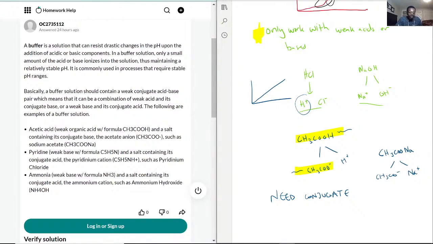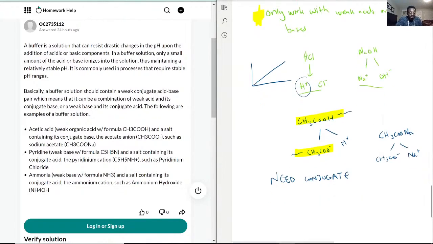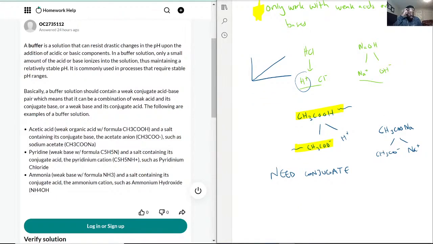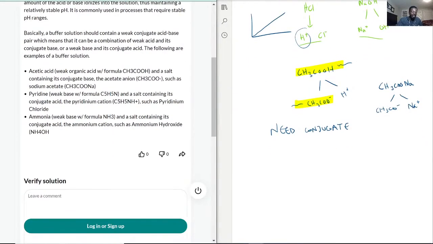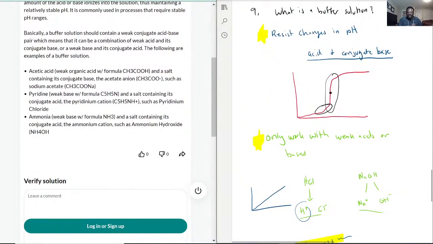Ammonia is another example. It's a weak base, and then you can add, interesting, ammonium hydroxide. I would probably go with NH4Cl maybe, but that would just be me. But point being, just make sure that you have the acid and its conjugate base, or vice versa, to form a buffer solution. It cannot be a strong acid or a strong base, or else it dissociates completely, and that doesn't work. It becomes a 1-to-1 ratio. And the point of the buffer solution is that it resists changes in pH. This is correct.